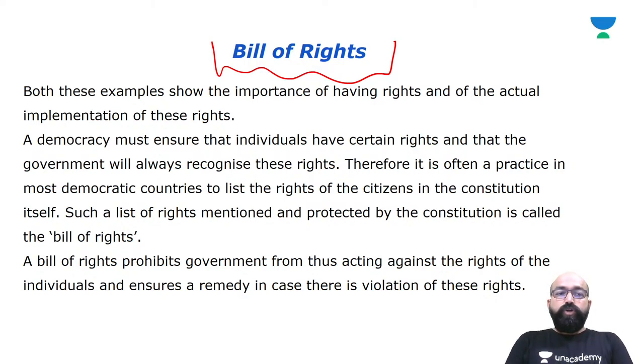So both these examples show the importance of having rights and of the actual implementation of these rights. So democracy must ensure that individuals have certain rights and that the government will always recognize these rights. Therefore, it is often a practice in most democratic countries to list the rights of the citizen in the constitution itself. Such a list of rights mentioned and protected by the constitution is called the Bill of Rights. So, a Bill of Rights prohibits government from acting against the rights of individuals and ensures a remedy in case of violation of these rights.